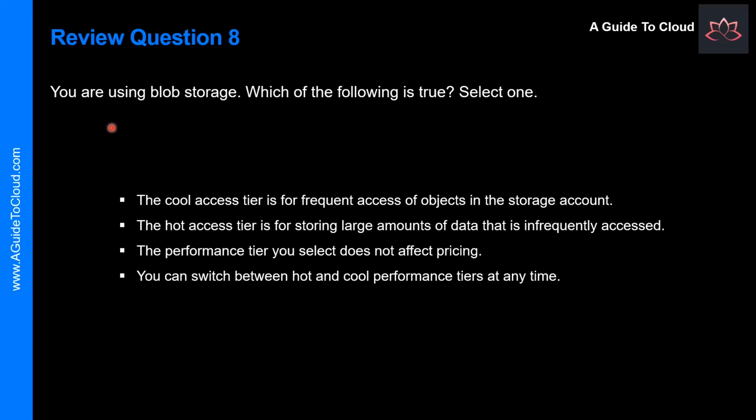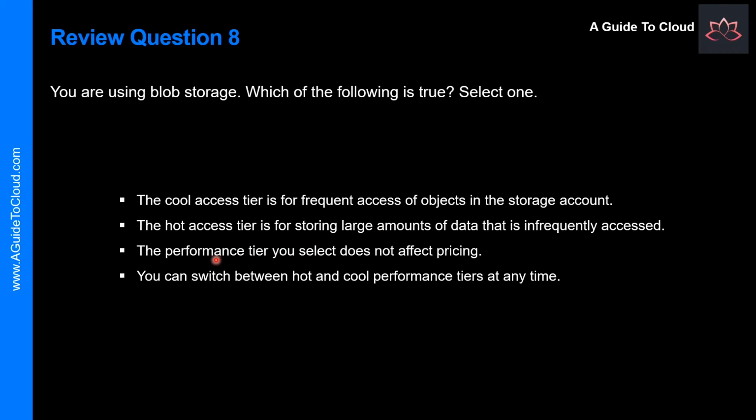Let's look at question number 8. You are using blob storage. Which of the following is true? You need to select one answer. The cool access tier is for the frequent access of objects in the storage account. Definitely not. Is it the hot access tier is for storing large amounts of data that is infrequently accessed?